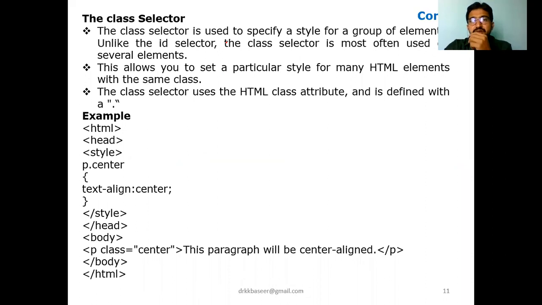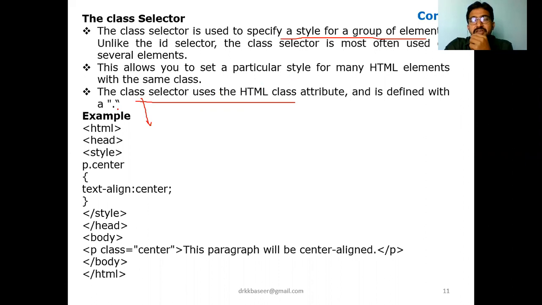Now class. The class selector. Class is specific to a style. Previously, ID is for a single or unique element. Now it is for a group of elements. For a group of elements, we can apply this class selector. The class selector uses the HTML class attribute, class equal to. Like ID in the previous one, here we are using class as an attribute.